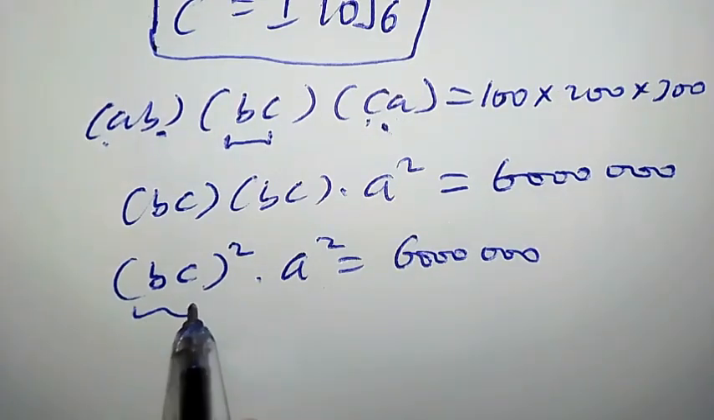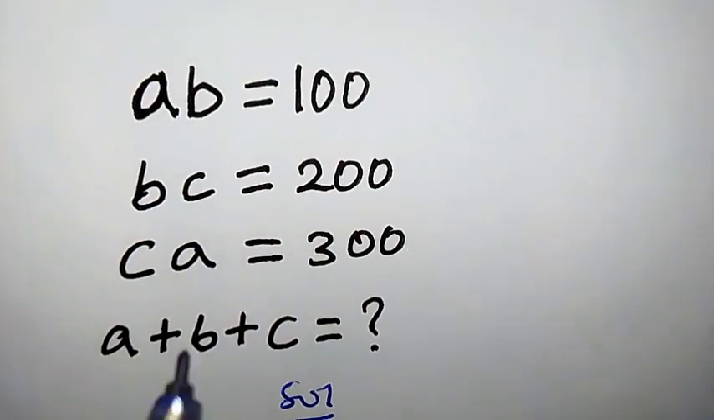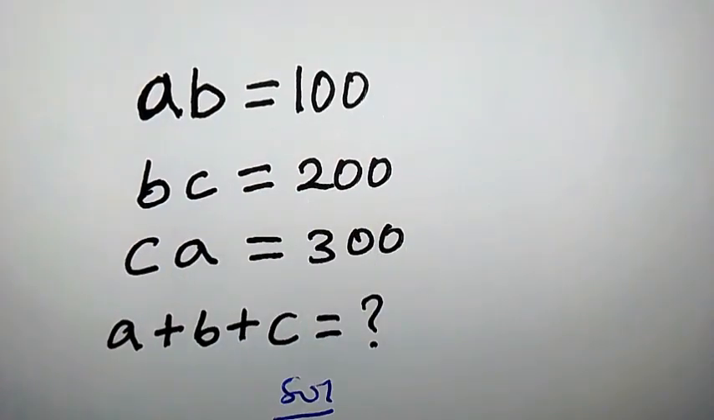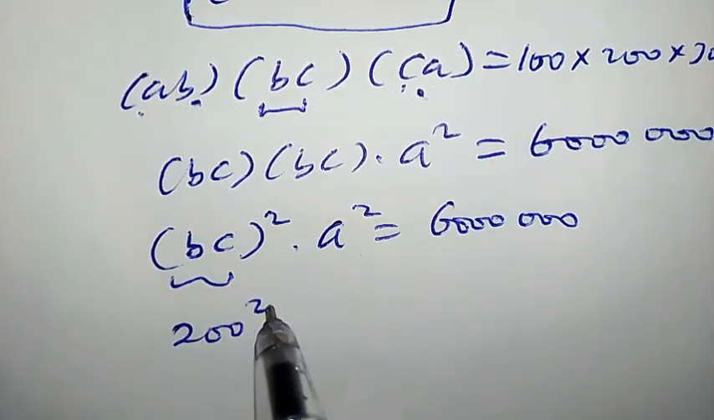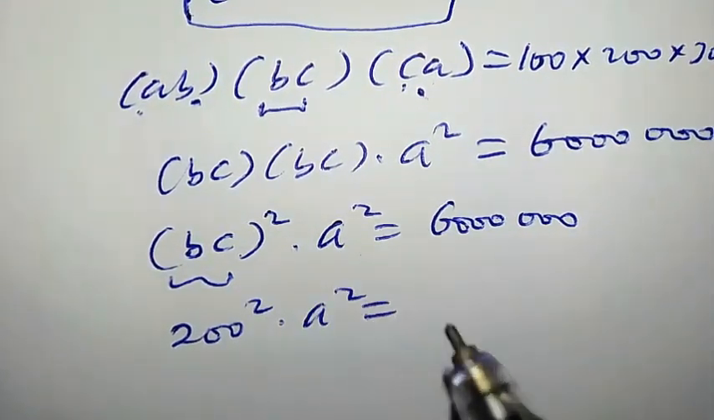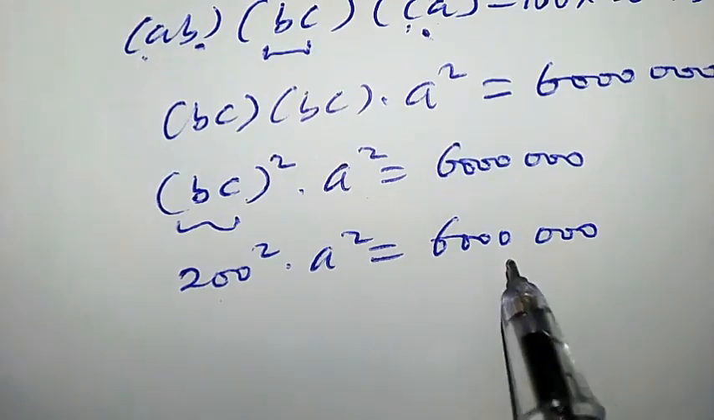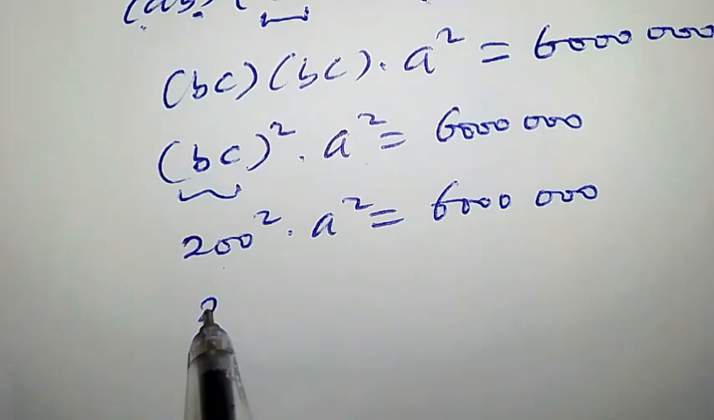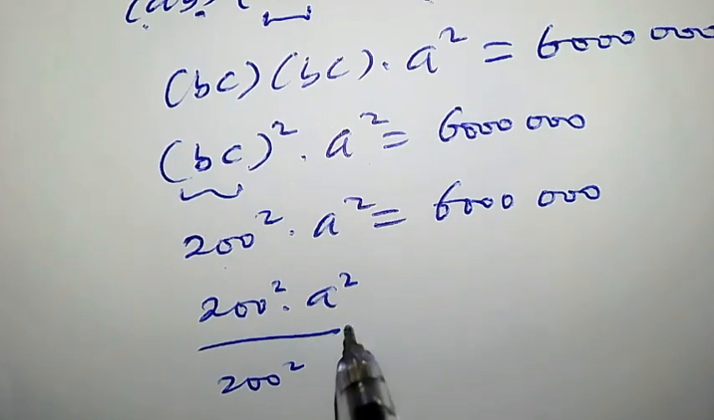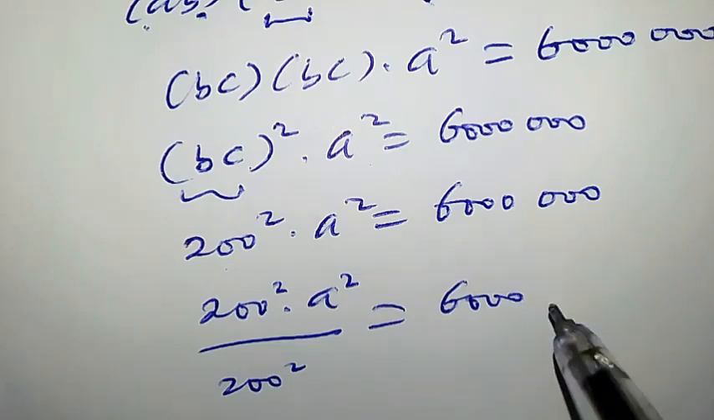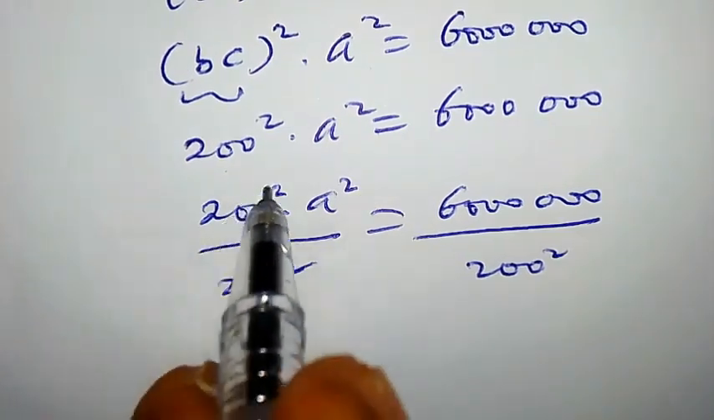But what is BC? Let me show you. That's the second equation. BC is equals to 200. So let's plug in that. So we have 200 square times A square equals to 6 million. We can now divide both sides of this equation by 200 square. So we're going to have 200 square times A square over 200 square equal to 6 million over 200 square. Clearly, this guy cancel each other.